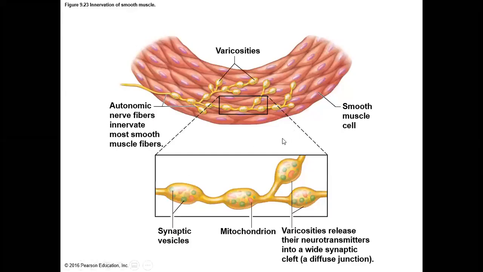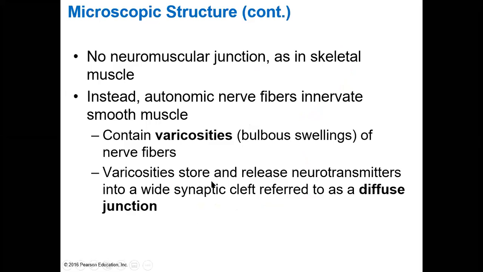Okay. I wanted to go back to the previous slide real quick to show you that varicosities do store and release neurotransmitters, and it's a wide synaptic cleft. So instead of having a very narrow area where that acetylcholine will go through as in skeletal muscle, this is kind of a diffusion process across a wide area.